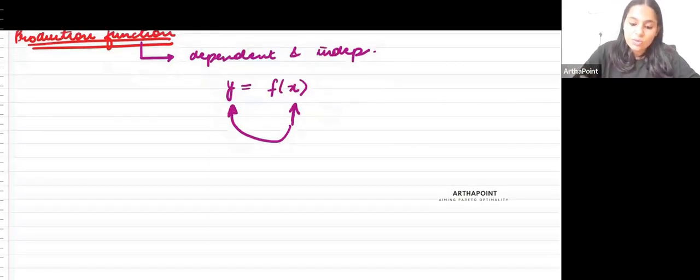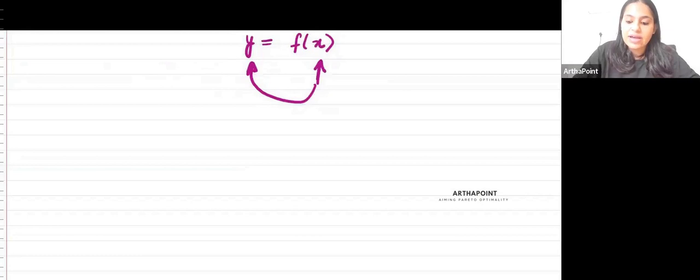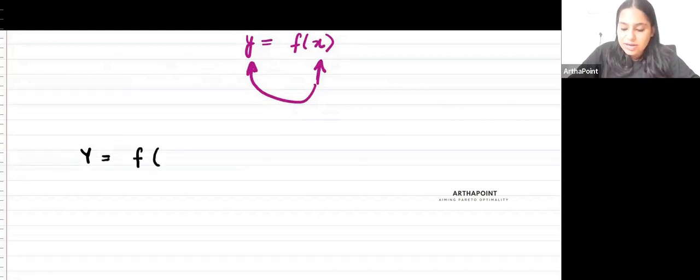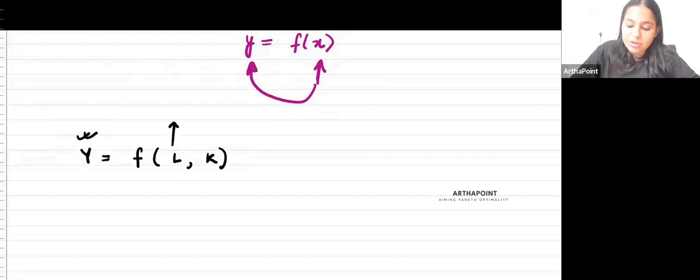So I am saying that I have an output that I want to produce. To produce this output, I need some inputs. My inputs can be labor and capital. So how is this output going to change when there is a change in labor or capital? That is the production function.